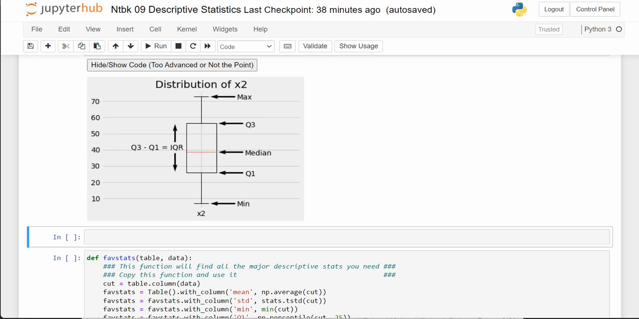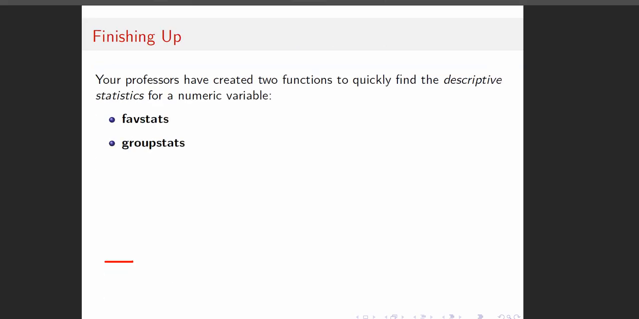So, next I want to talk about a couple of really cool functions. One of them is favstats and the other is called groupstats. So let's jump back and I'll get rid of the ink. Okay. So favstats deals with just a single numeric variable. Groupstats deals with a single numeric variable with a grouping variable.